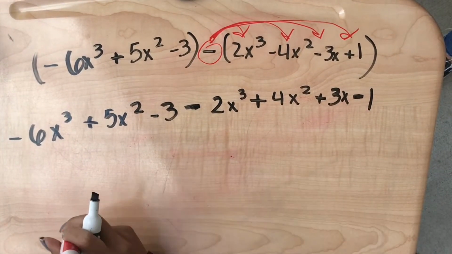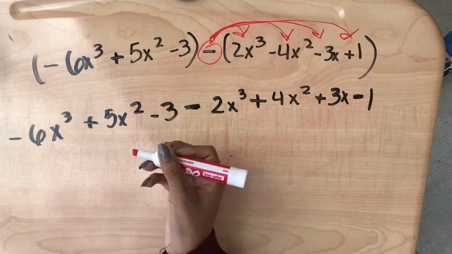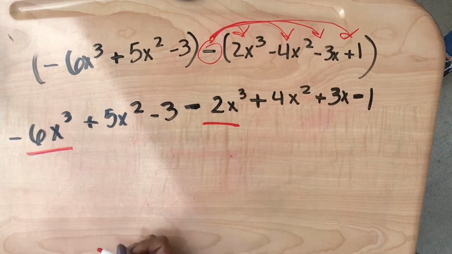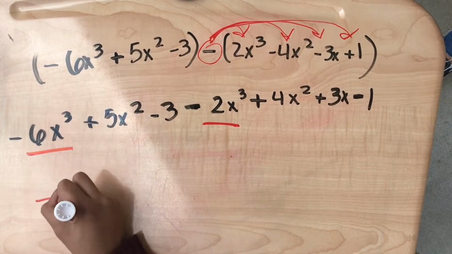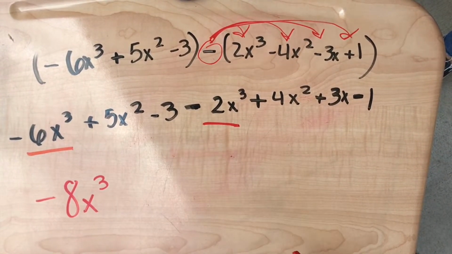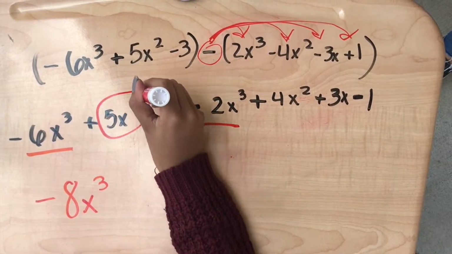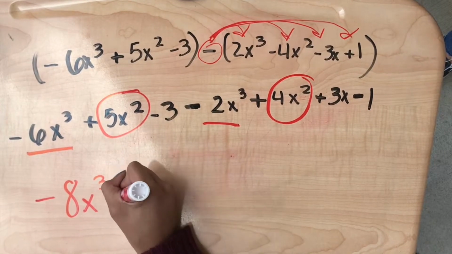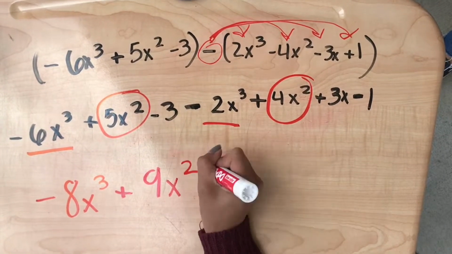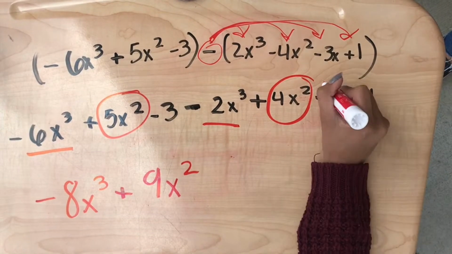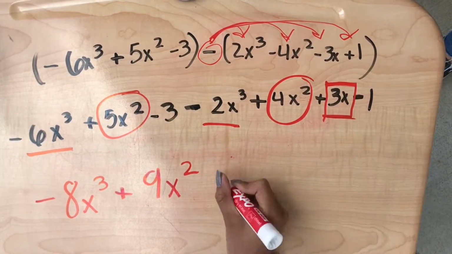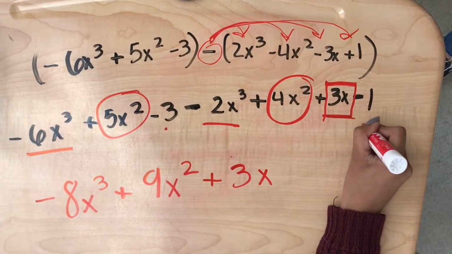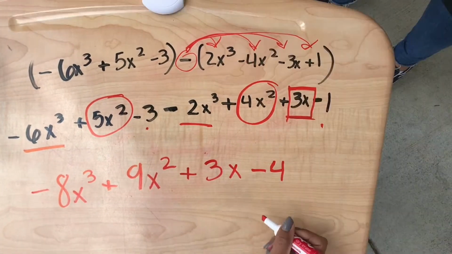Once again, we combine our like terms. Here we see that negative 6x cubed and negative 2x cubed have the same exponent, so we add these together, getting negative 8x cubed. Then we see that 5x squared and 4x squared have the same exponent as well. We add those and get plus 9x squared. Then we see that there's only 3x. Therefore, we leave that by itself. We have negative 3 and negative 1. We add those and get negative 4. And that's your answer.